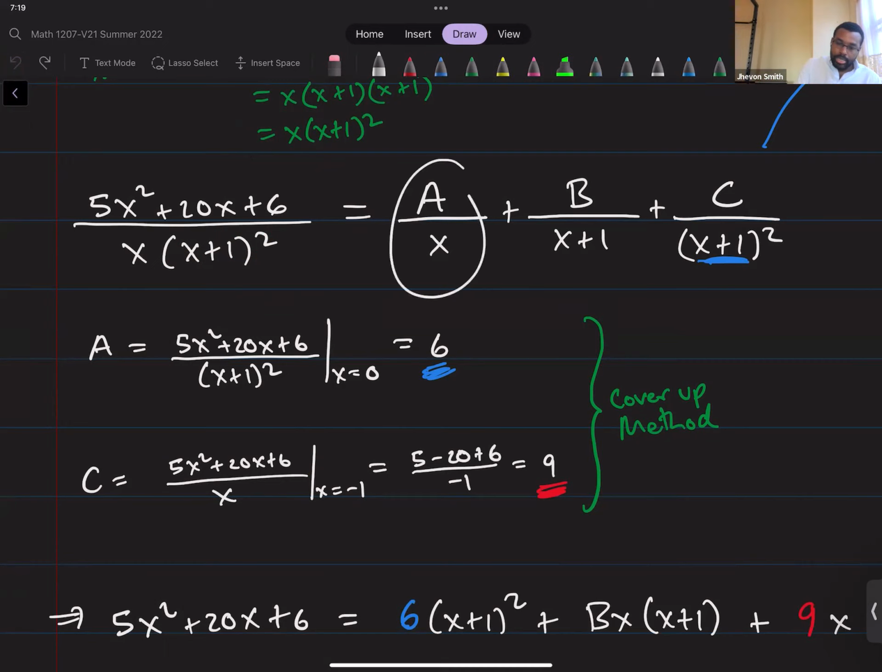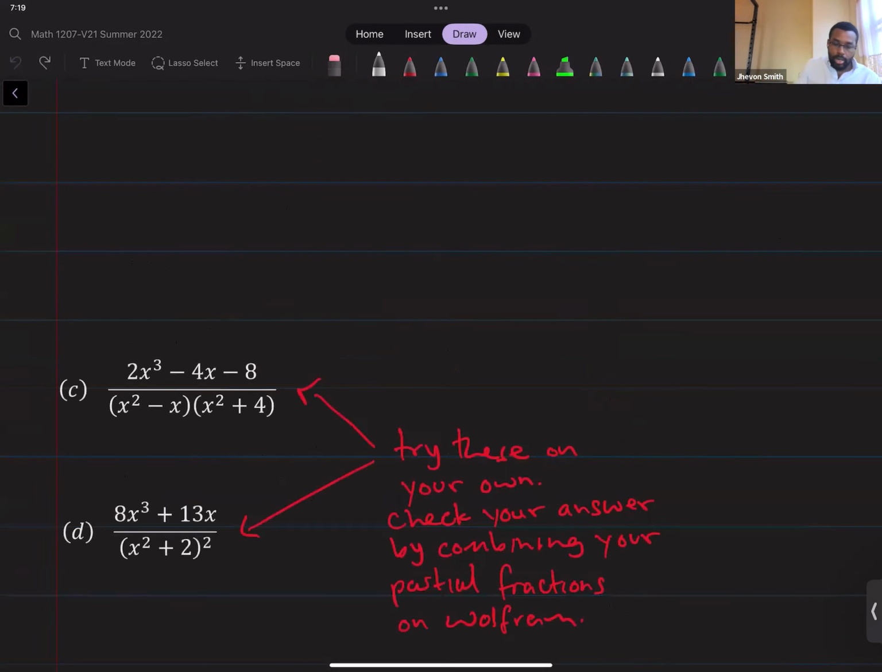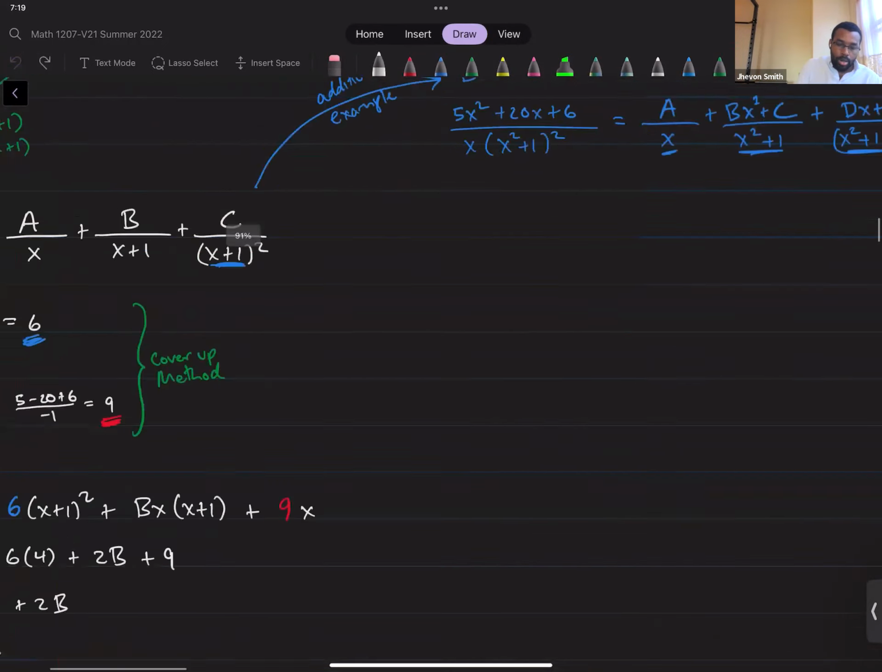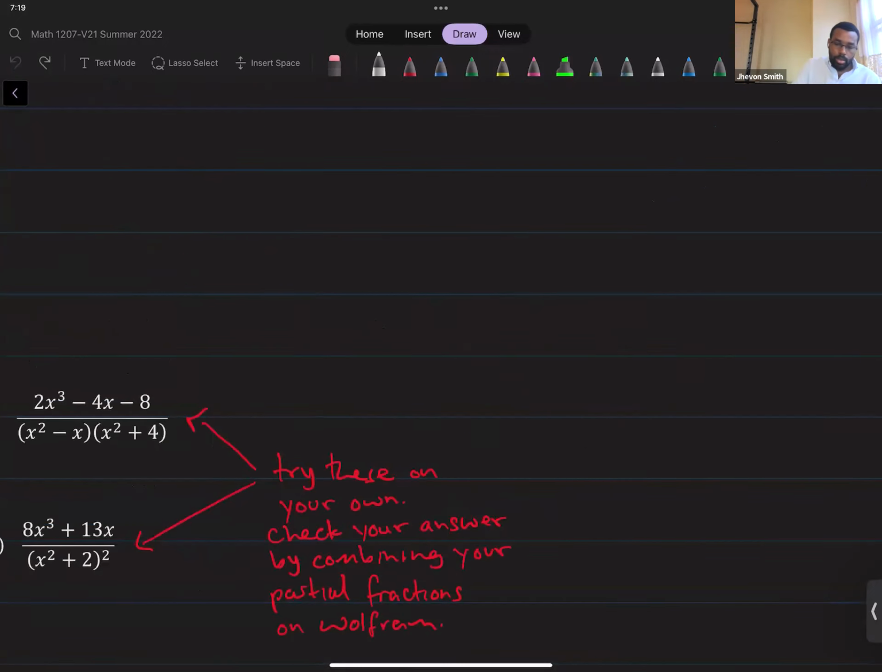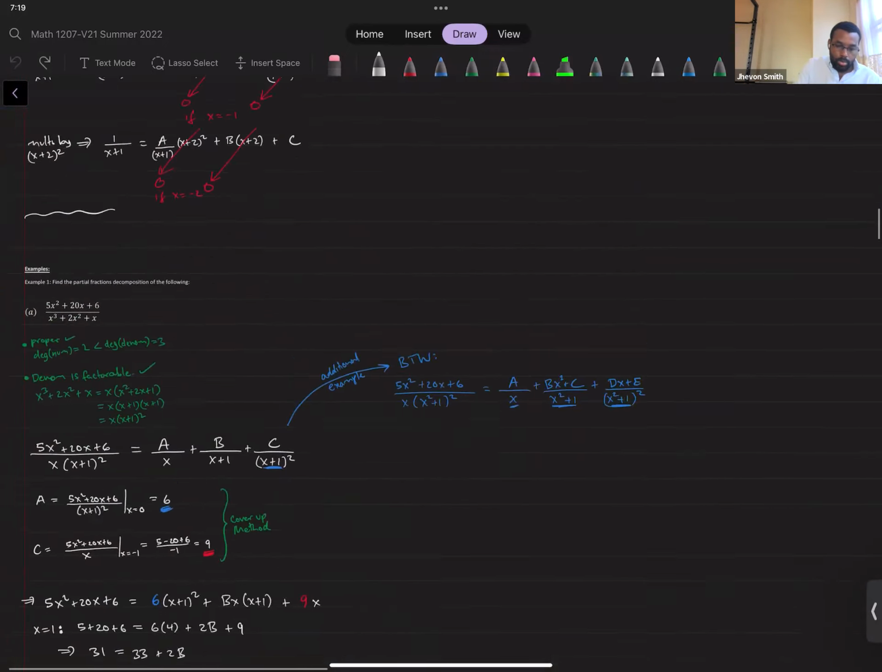So like this guy comes from a non-repeating linear factor, or it comes from the highest power of a linear repeating factor. So this guy. So that method only applies to these two. You cannot use that method for the B. So just so you know, right?